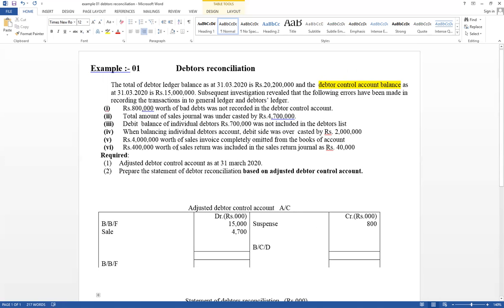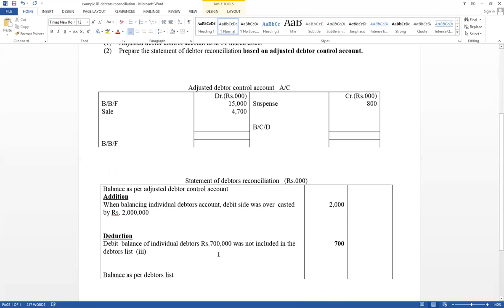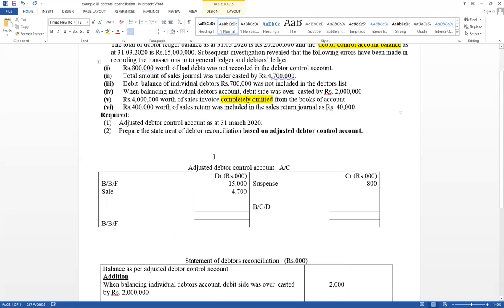But 5 and 6 are very important. It has been given that a 4,000 sales invoice was completely omitted. It affects both, since it was completely omitted. Therefore, it should be adjusted in the control account as well as the statement of reconciliation. Think about the sales invoice completely omitted: the sales account is credited and the debtor control account is debited, as a sale.